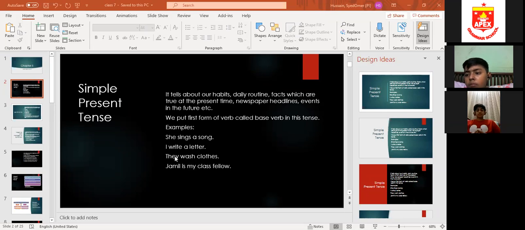So when do we use simple present tense? When you have to express your habits, your daily routine, facts which are true at the present time, or newspaper headlines, you have to use the simple present tense. In simple present tense, we use the base verb, that is the first form of verb. When I ask you what is a base verb, you have to tell me it is the first form of verb.